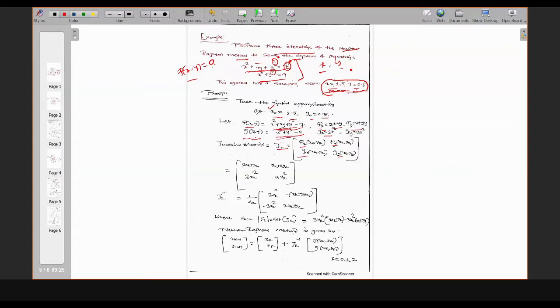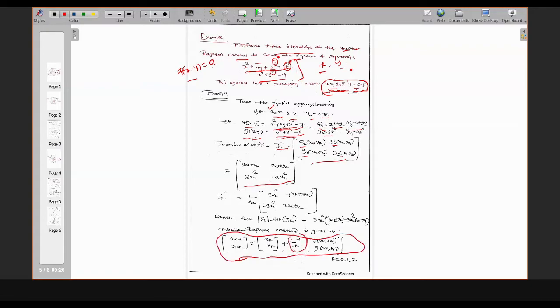means the partial derivative of g with respect to y, because the g expression is this. So you have to make the partial differentiations with respect to x and y. After substituting these elements in this expression, we get the expression like this. And you know the formula, this is Newton-Raphson's method for solving a system of two equations in two unknowns. You can see this is the formula.